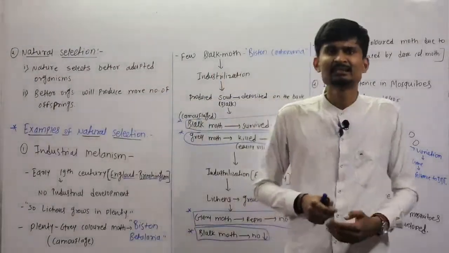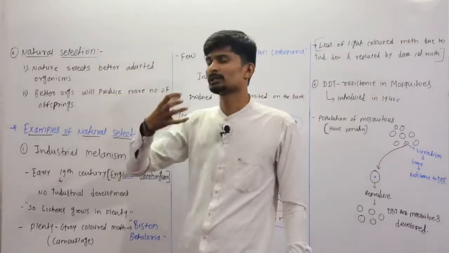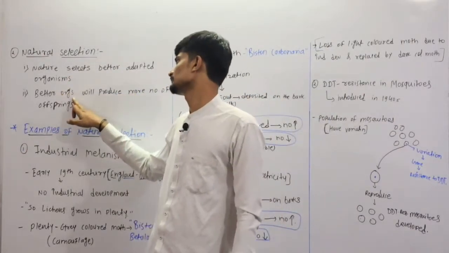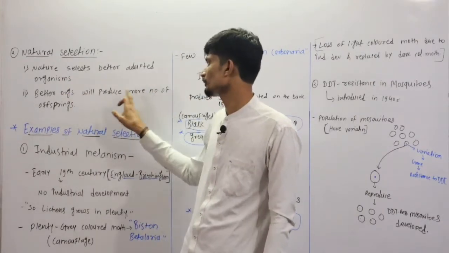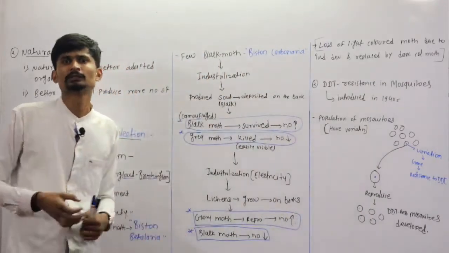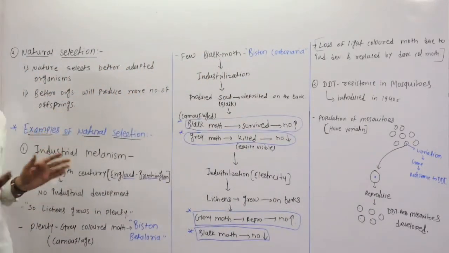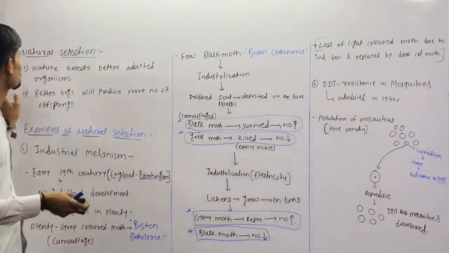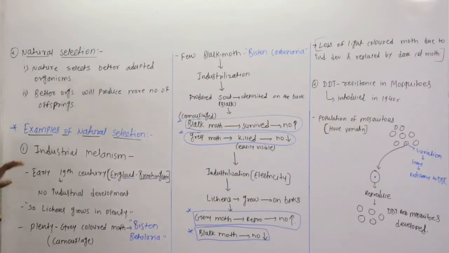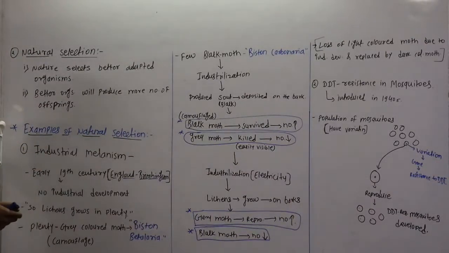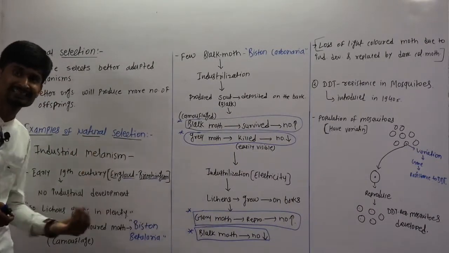So nature selects those organisms which are better adapted in that environment, and these better organisms will produce more offspring, which leads to the formation of new species or variation in the organism. So this is basically natural selection. Now we are going to study examples of natural selection. With the help of different types of examples we will study natural selection.